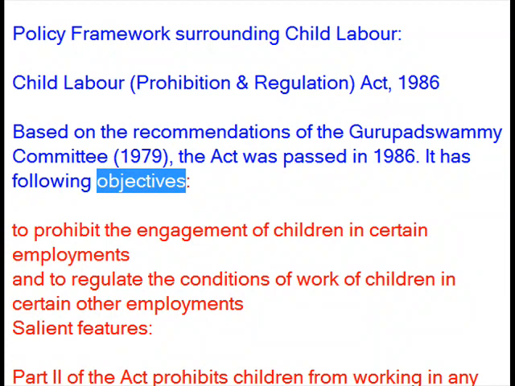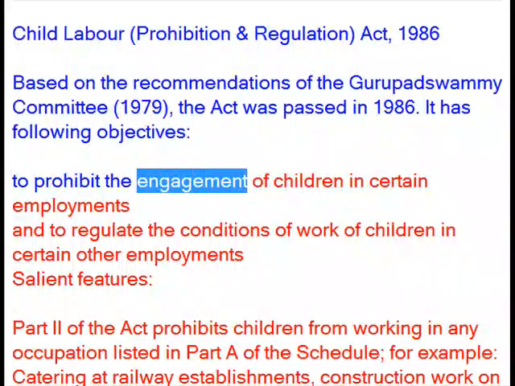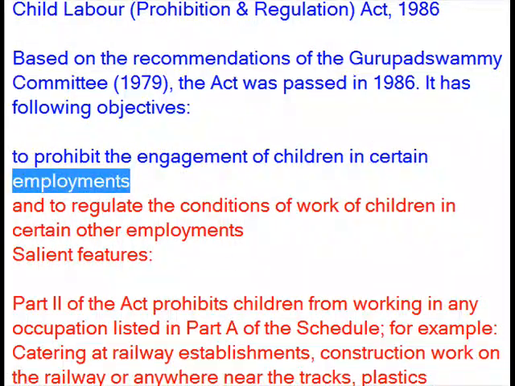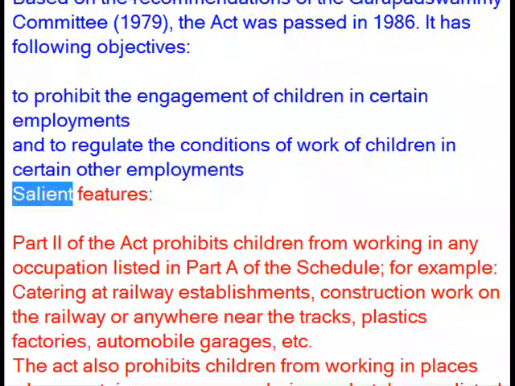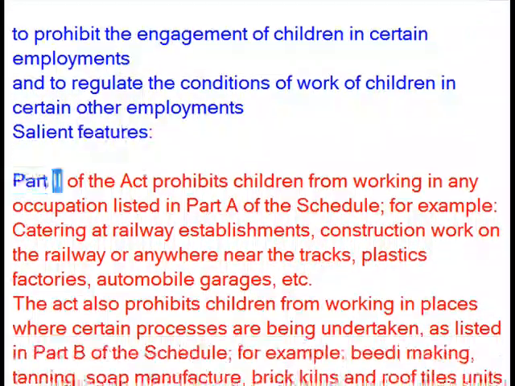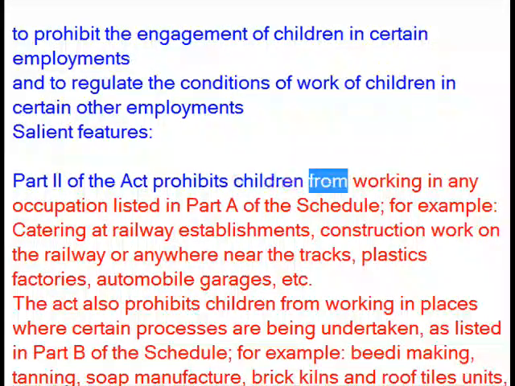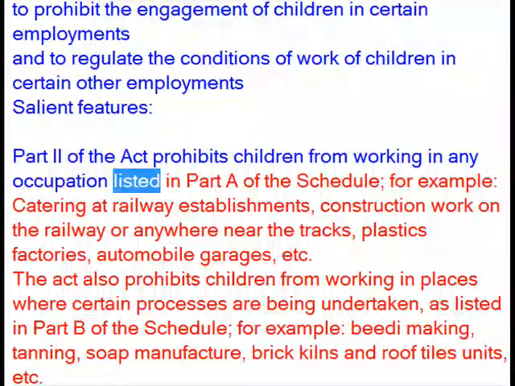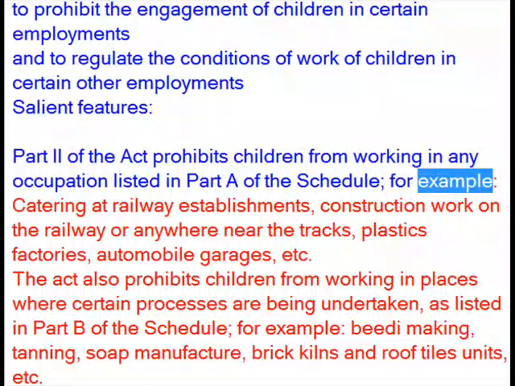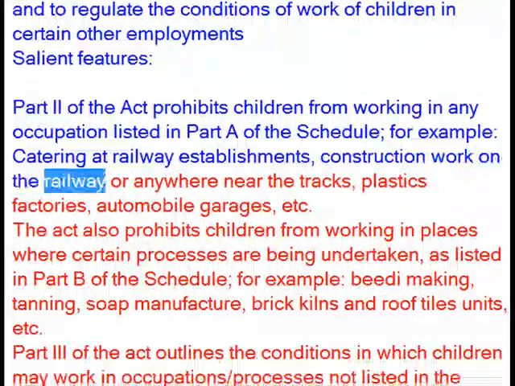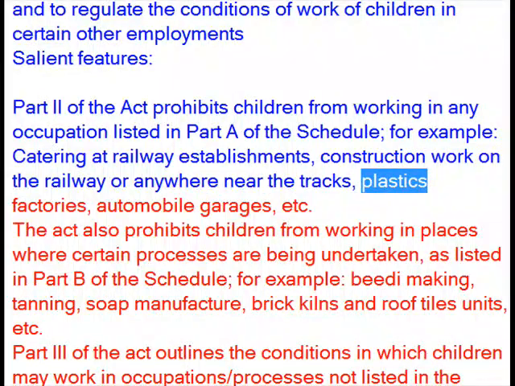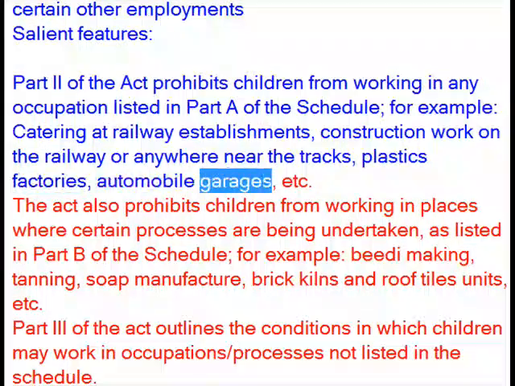It has the following objectives: to prohibit the engagement of children in certain employment and to regulate the conditions of work of children in certain other employment. Salient features. Part II of the Act prohibits children from working in any occupation listed in Part A of the schedule. For example, catering at railway establishments, construction work on the railway or anywhere near the tracks, plastics factories, automobile garages, etc.